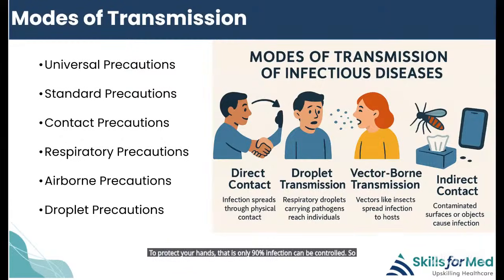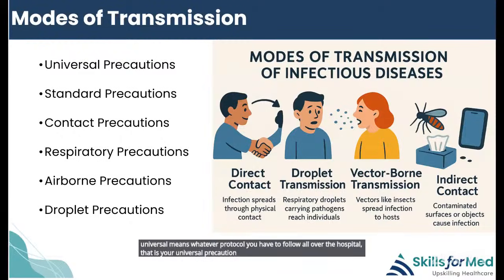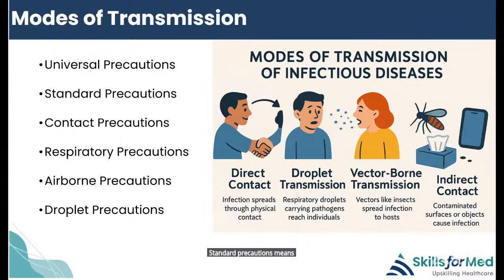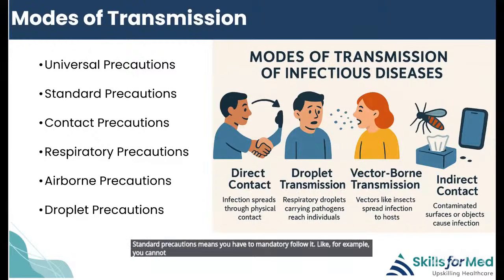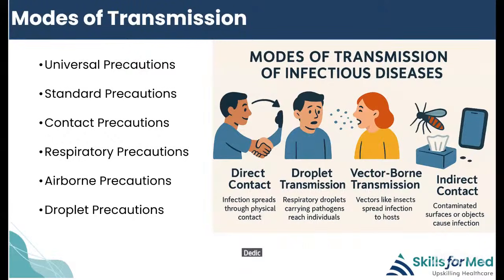Universal means whatever protocol you have to follow all over the hospital, that is your universal precaution, and that is your hand hygiene. Standard precautions means you have to follow them mandatorily. For example, you cannot enter an OT or a cath lab without wearing your scrub. It is the standard protocol, the standard guidelines dedicated to that department.